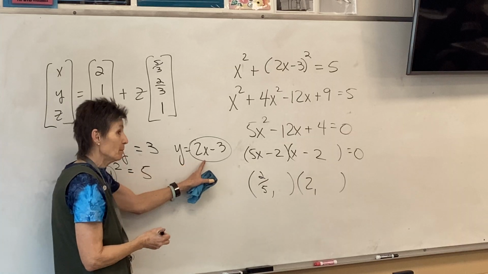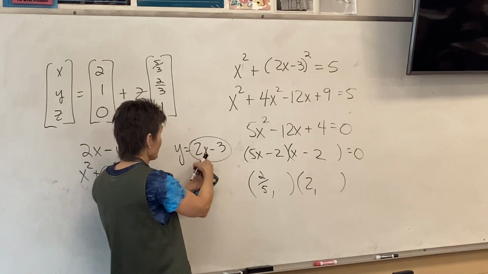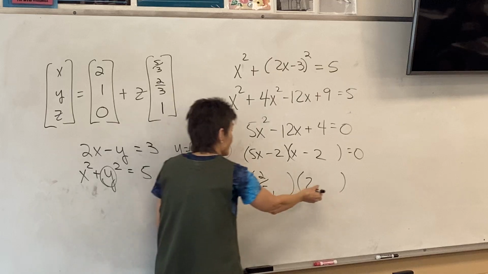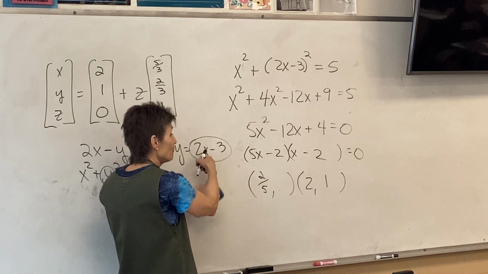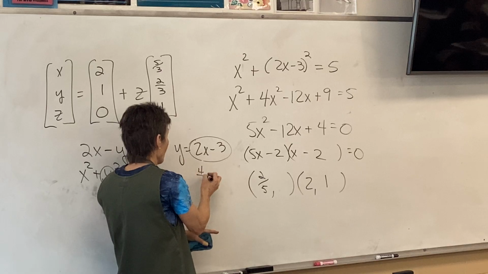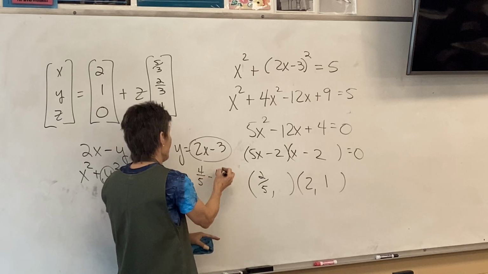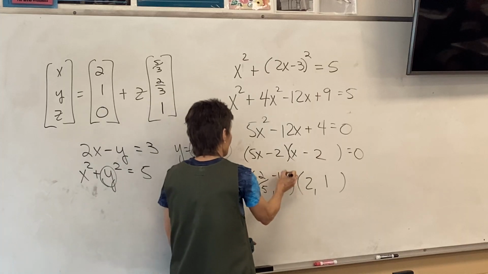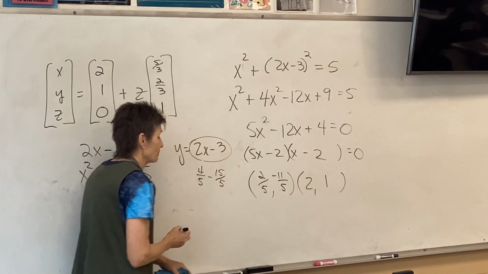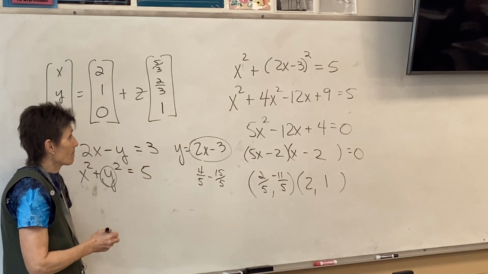So I'm gonna go back and plug it in. I'll do 2 first because that's easier. If I put in 2, it looks like y is 1. If I put in 2/5, I have 4/5 minus 15/5, negative 11/5.